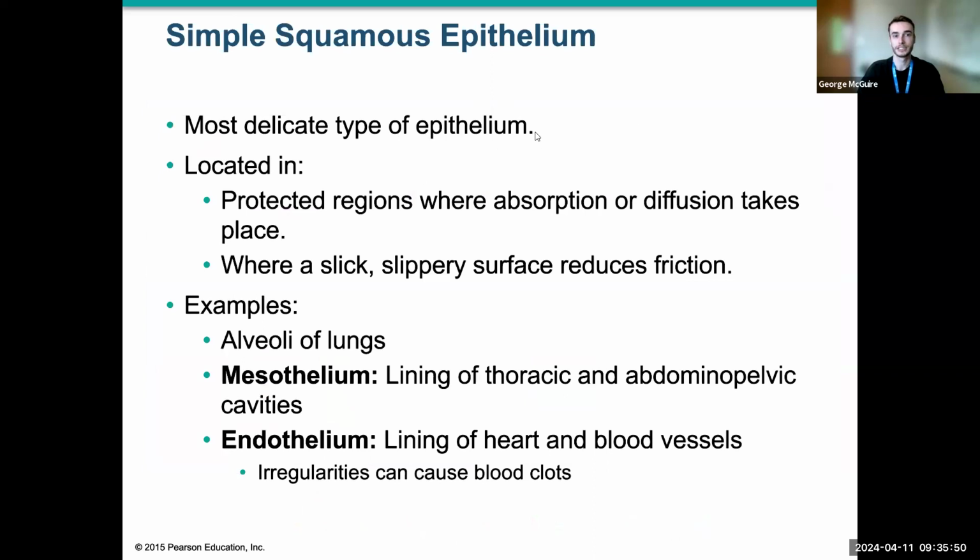But these are the most delicate, so you won't find them in areas where there would be expected to be a lot of friction or a lot of stress. So they do provide some protection, but they can be quite delicate. We don't have a bunch of layers of dense, dead epithelia cells here, like in areas like our skin, again, which have lots of friction. So these can be delicate.